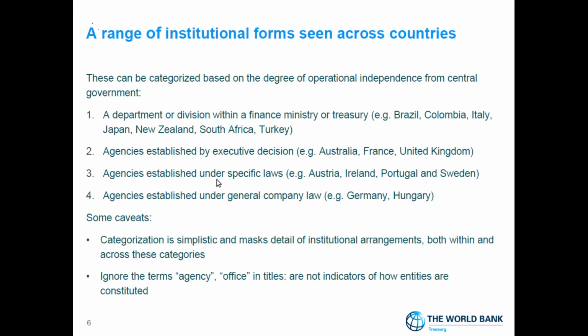But in undertaking that work, I would express a couple of very strong caveats. One is that the categorization is simplistic, both within categories and between categories, as it masks a great deal of variety in the detail of institutional arrangements. And you also need to ignore the term agency, office, etc. They're used interchangeably. Sometimes things are lost in translation from native languages.